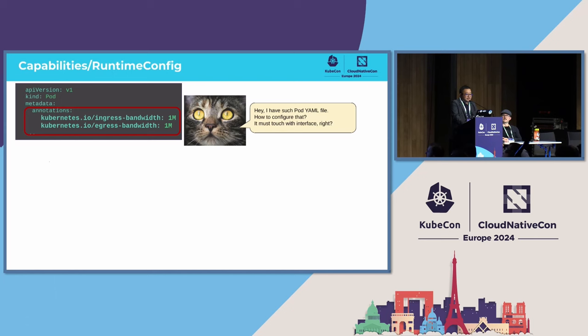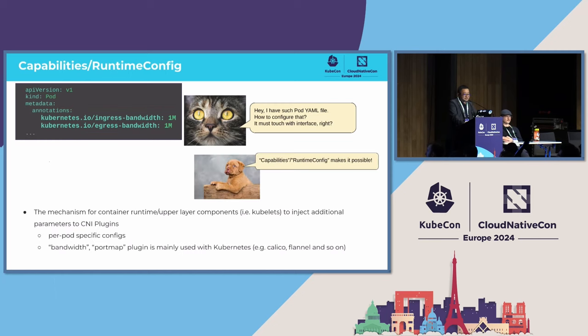That's the CNI config menu, but I also need to explain the capability and the runtime config. This is also a feature of the CNI config. If you saw it in your previous experiment, you can see several annotations on the pod side, like kubernetes.io/ingress-bandwidth, as well as the egress bandwidth. Of course, this annotation specifies the bandwidth of ingress and egress. This means it should be touching the interface, right? So how is that done? This is, of course, done by the CNI. How it's done is what the capability and the runtime config are required for.